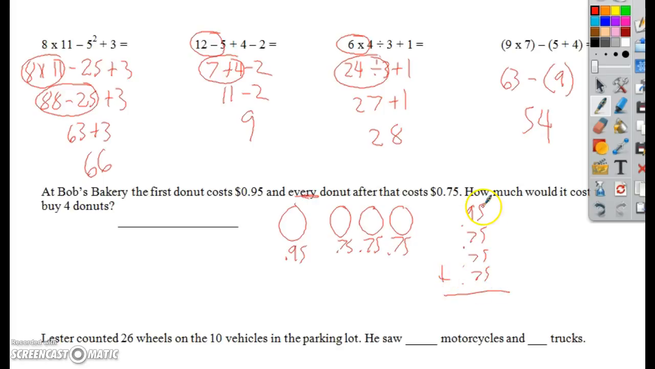So we got 5, 10, 15, 20. Carry my 2. I'm going to start at the bottom because the 7, 14, 21, 30, 32. So it would cost $3.20 if you bought 4 donuts.